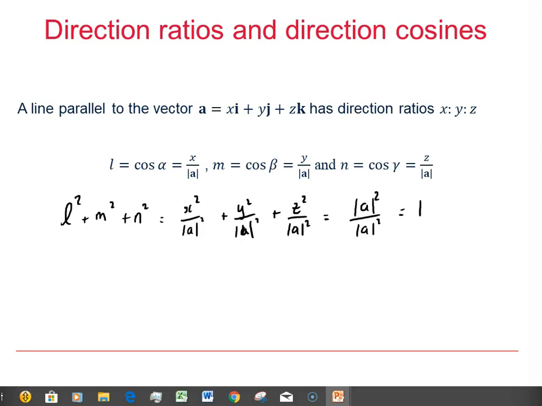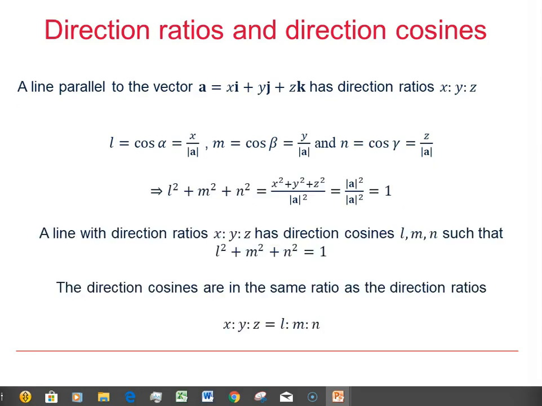Another fact that is true is that the ratio of the direction ratios x to y to z must be the same as L to M to N. We can see that simply by dividing through on the left hand side by mod A in each case, which gives us the definitions of L, M and N. So x to y to z must be equal to L to M to N. Before you go on, just pause and make sure you understand everything on this slide.